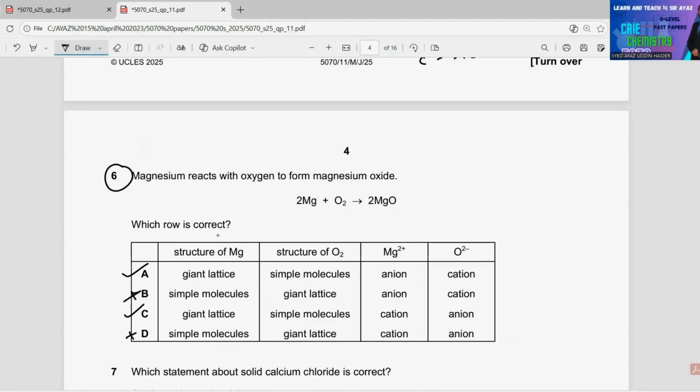What about structure of O2? O2 is simple molecules. So again, A and C is correct. What about Mg2+? Mg2+ is cation and O2- is anion. C must be the right answer in this case. A is incorrect.